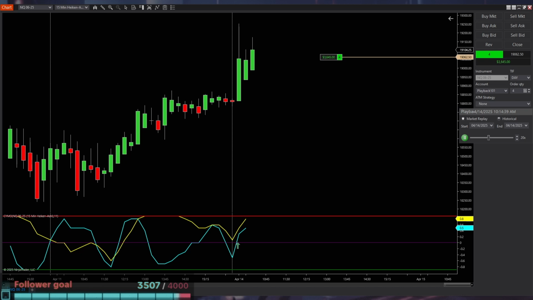And this was a nice little drift to the upside, guys. And you want to definitely see what this looked like on the 2-minute chart, which I'm going to show you right now in a second, okay? But we'll just let this trade play out until the cyan line actually crosses below the zero line, and then we'll go ahead and take that trade off.